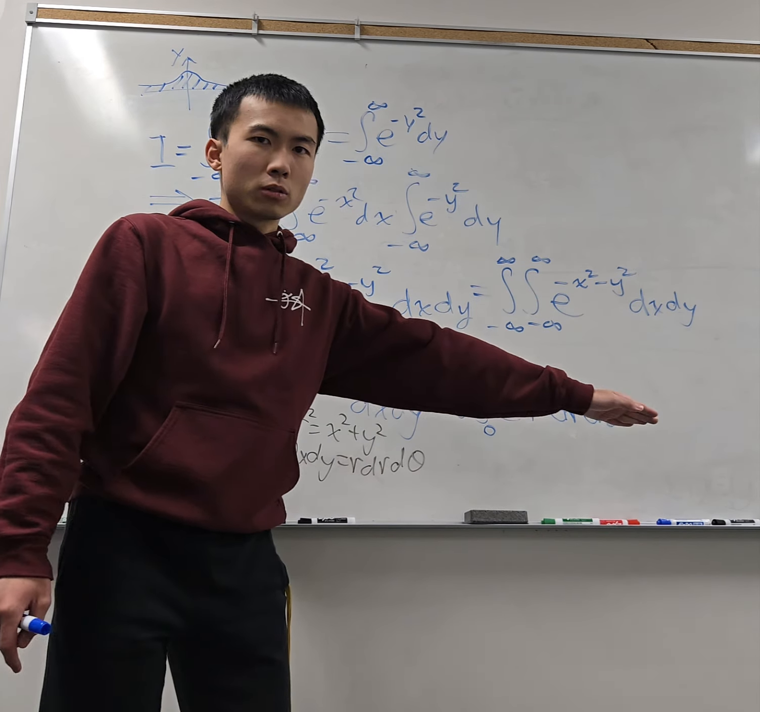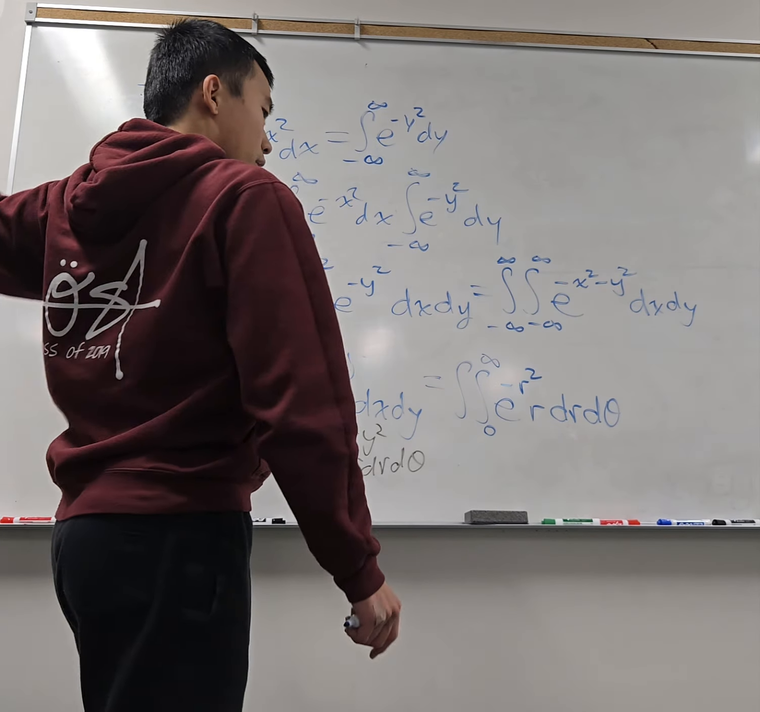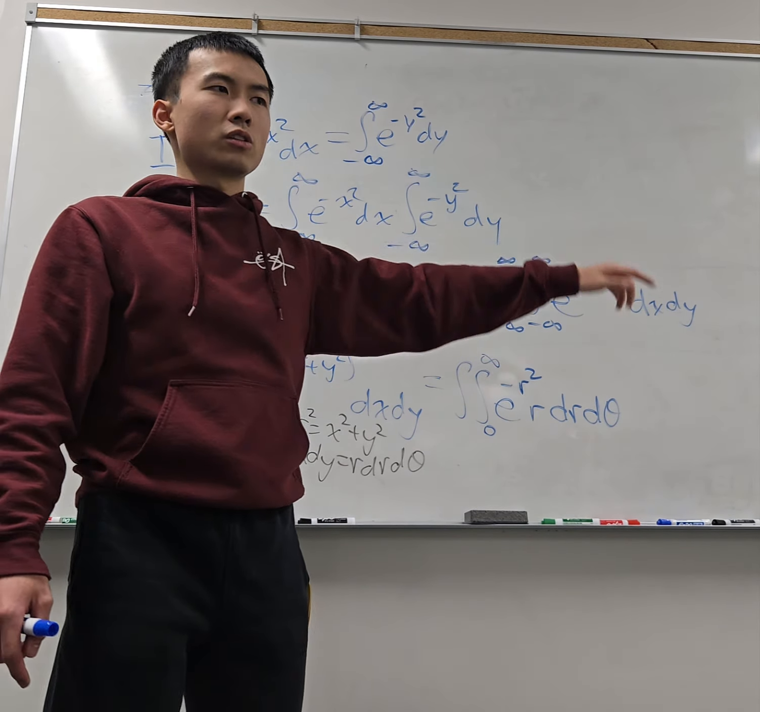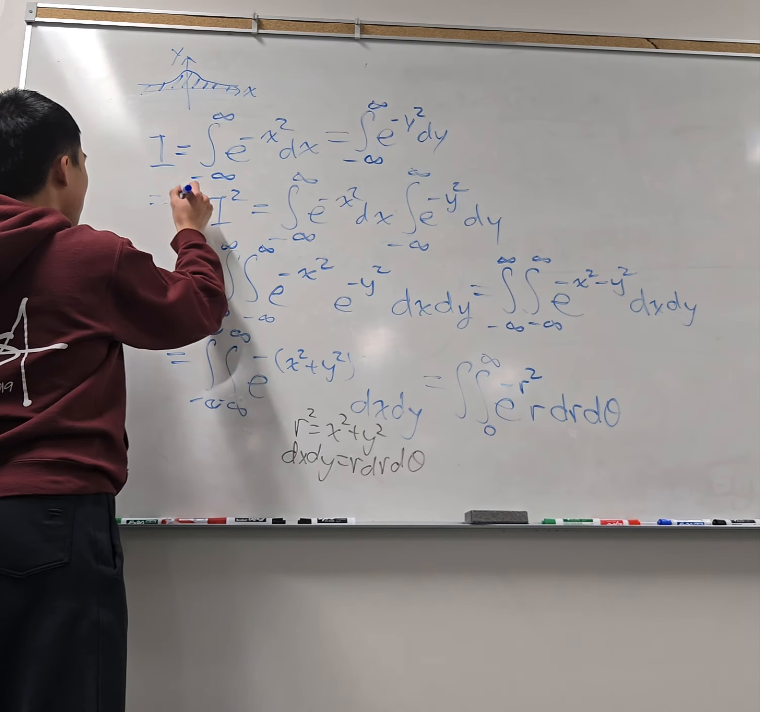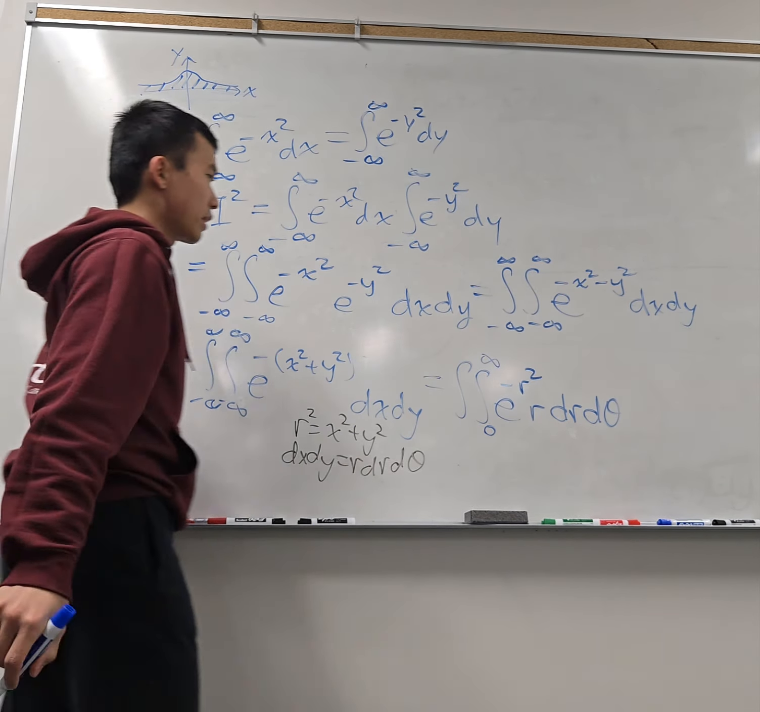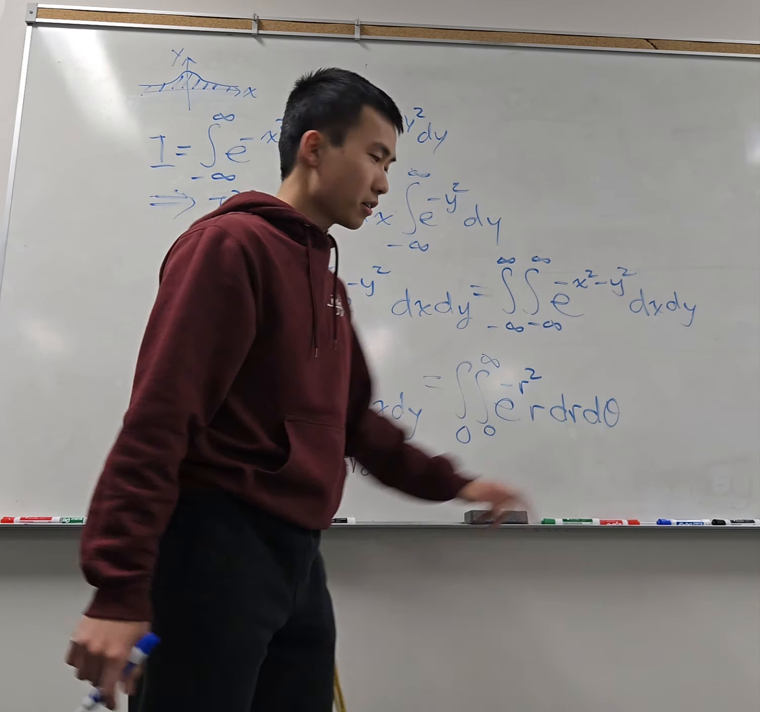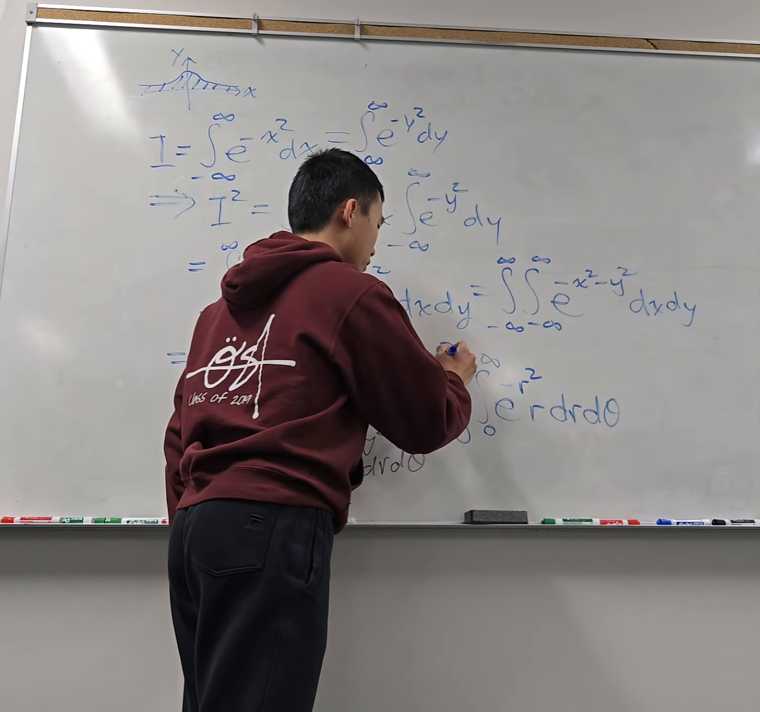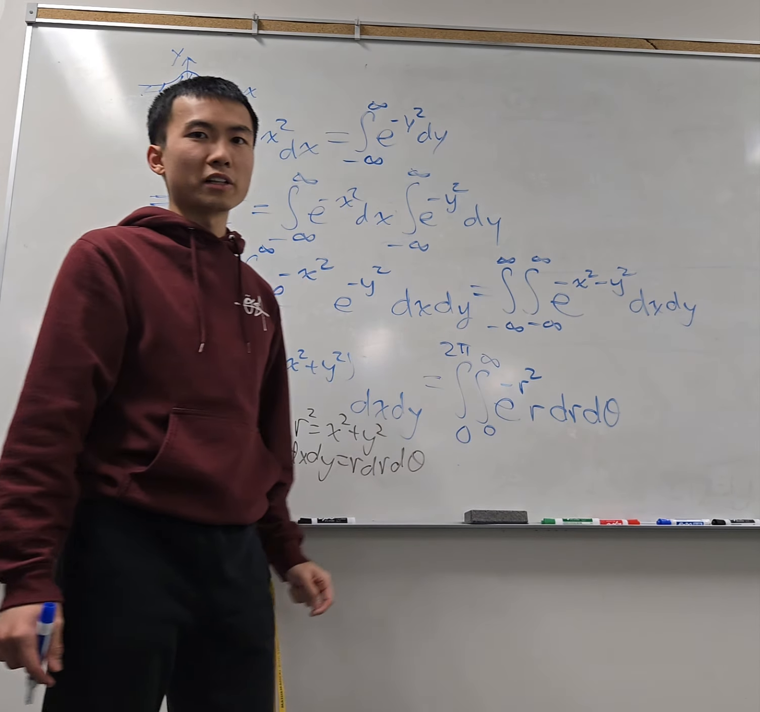But if you take that ray and rotate it 360 degrees, you capture the entire xy plane. So that is why we have theta going from 0, and because we're working with radians, theta goes from 0, not to 360 degrees, but to 2 pi radians.